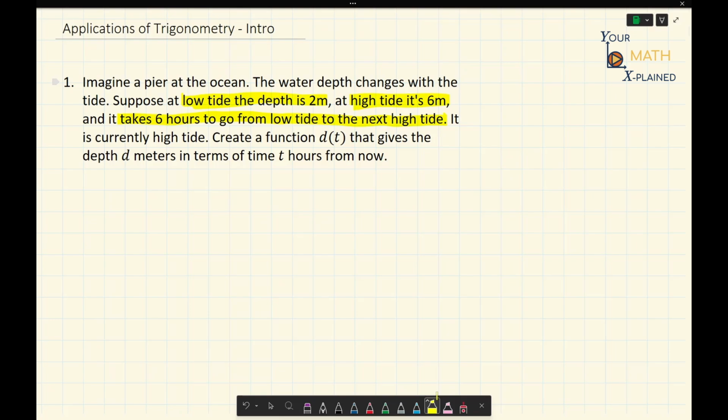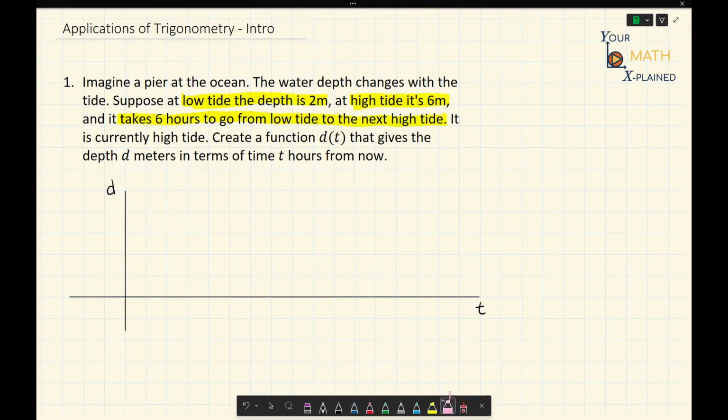So for problems like these, what you want to do is sketch a graph that models the situation first, before even thinking about what the function is going to be. So we're going to draw our axes. And the horizontal axis in this case is going to be t, which is time in hours. And then our vertical axis is going to be d, which is the depth in meters.